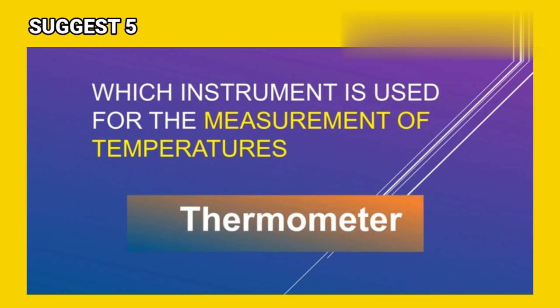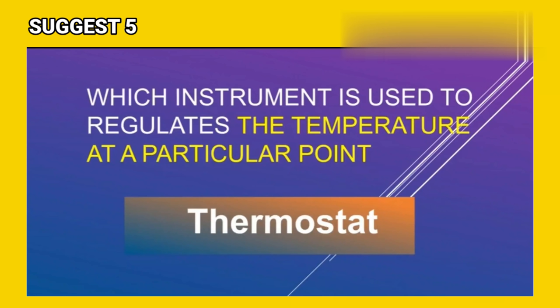Which instrument is used for the measurement of temperatures? Answer, thermometer. I repeat, which instrument is used for the measurement of temperatures? Answer, thermometer. Which instrument is used to regulate the temperature at a particular point? Answer, thermostat. I repeat, which instrument is used to regulate the temperature at a particular point?